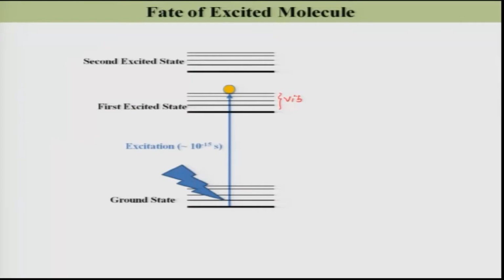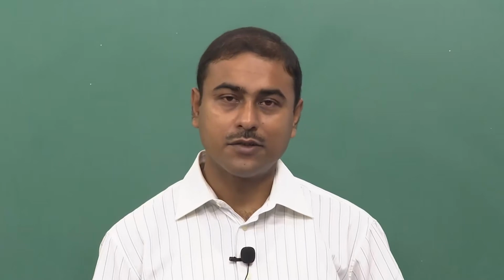After you excite the molecule to some excited vibrational level, the molecule usually comes back to the lowest vibrational level of the excited electronic state, and that process is known as vibrational relaxation. That takes place in the 10 to the power minus 14 to 10 to the power minus 11 second time scale. Once the molecule comes to the lowest vibrational level of the excited electronic state, then depending on the molecule, it can come back to the ground state either in a radiative way or via a non-radiative process.